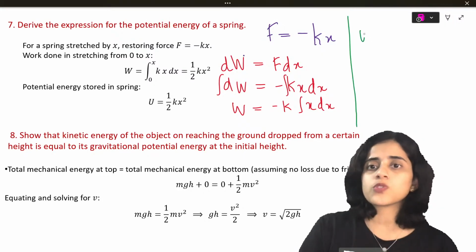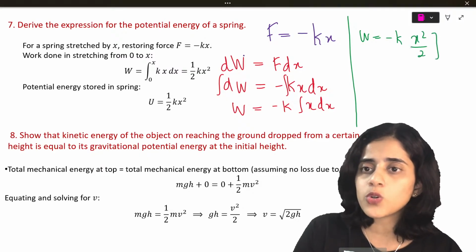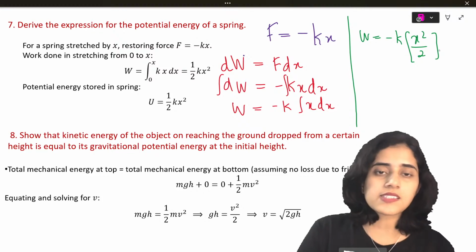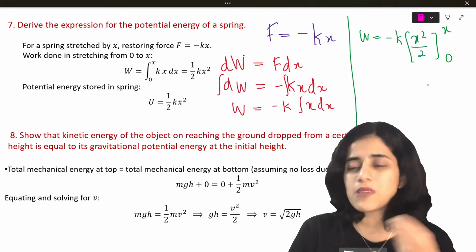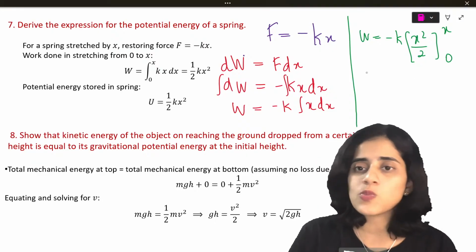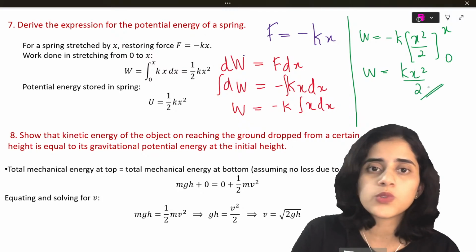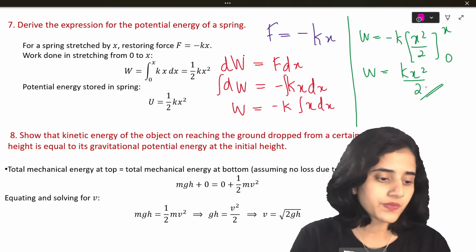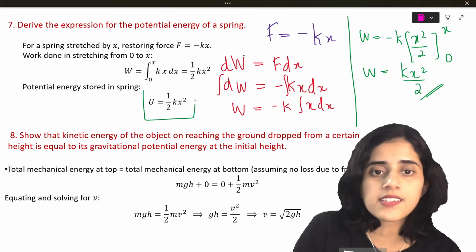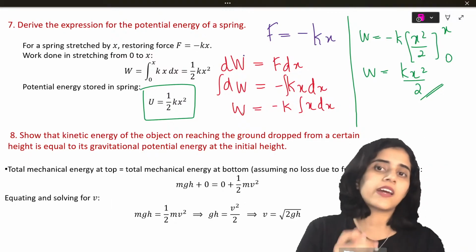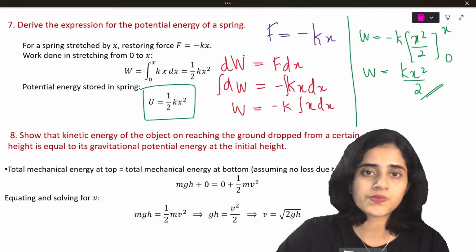X square by 2. So W is equal to minus kx square by 2. I have to apply my limits. X is the upper limit, 0 is the lower limit. Minimum is 0, maximum is x. So W is equal to kx square by 2. Okay? So I will get potential energy as half kx square, or kx square by 2. Okay?